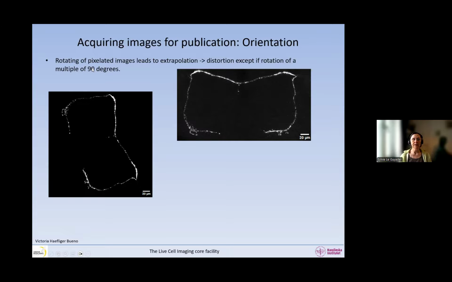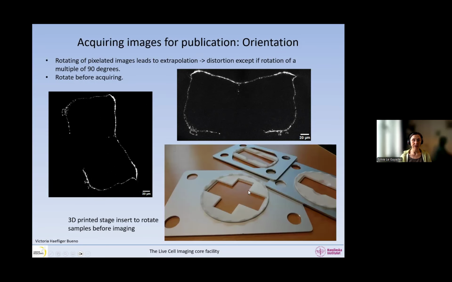So if you rotate an image that is pixelated, it leads to extrapolation. So you have a distortion, except if the rotation is a multiple of 90 degrees. So if you can rotate by 90 degrees, 180 degrees, but not in between, it's not a good idea. It will create some artifacts in the image. So it's much better to rotate before you acquire.